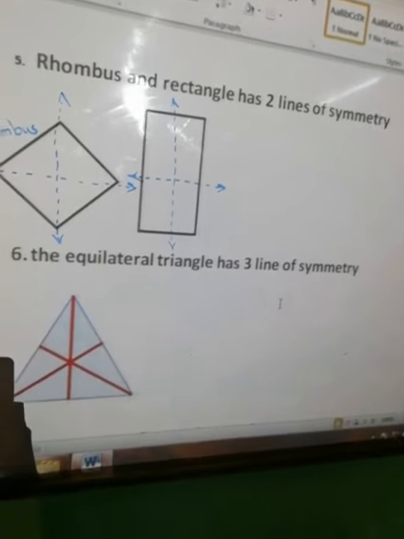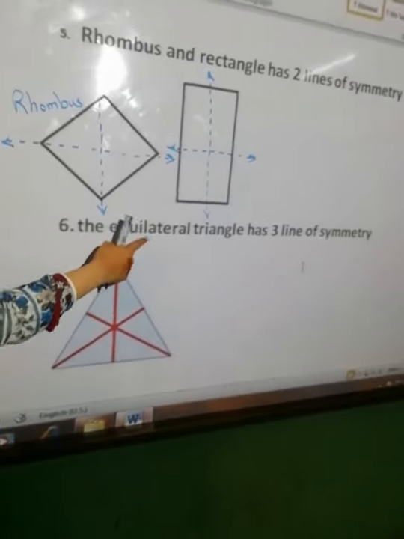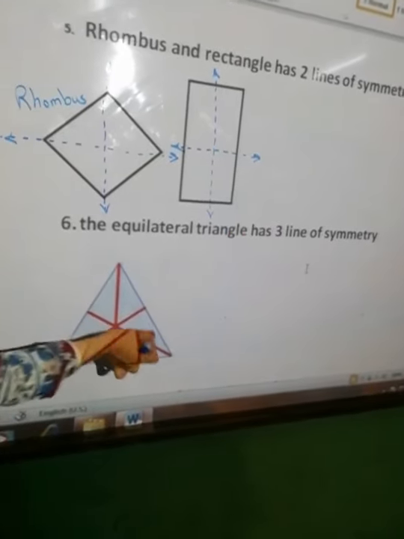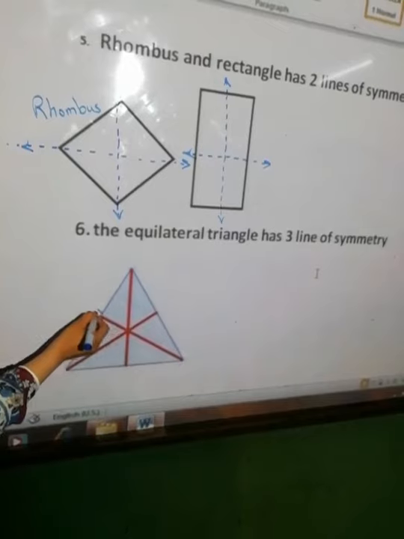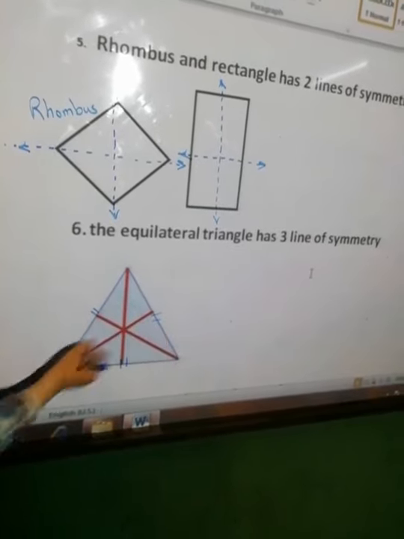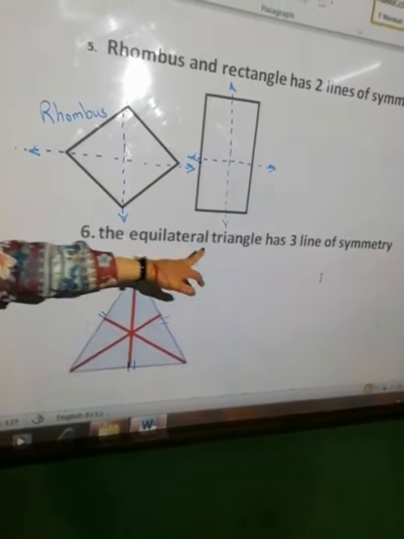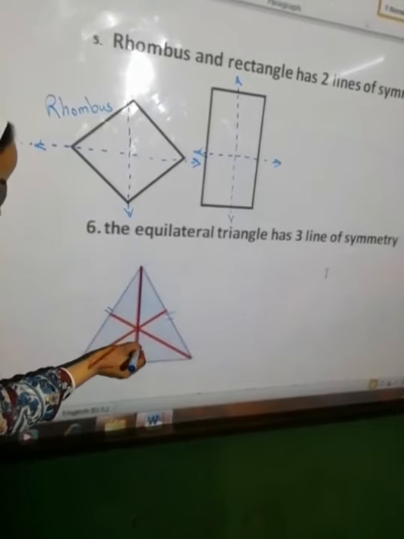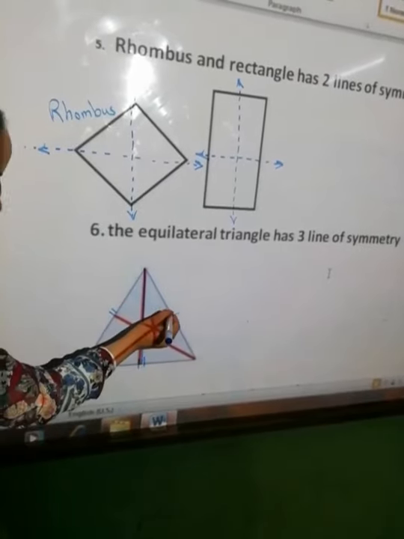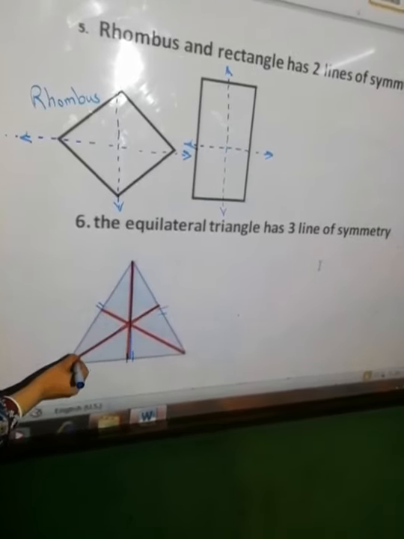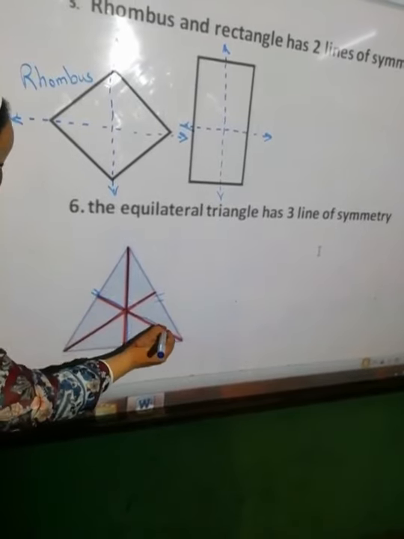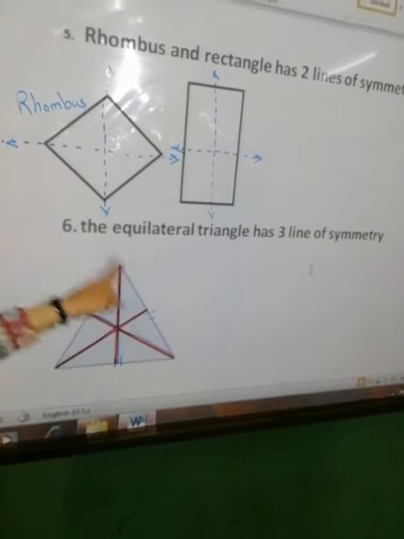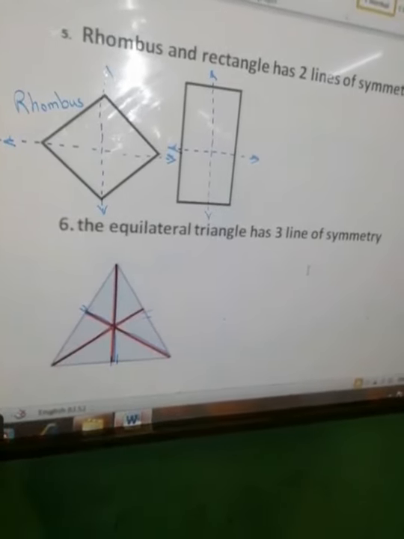Okay, number six, the equilateral triangle has three lines of symmetry. Why? Because all of the sides are equal. So the equilateral triangle has three lines of symmetry. This is first line, second line, and third line. So the equilateral triangle has three lines of symmetry.